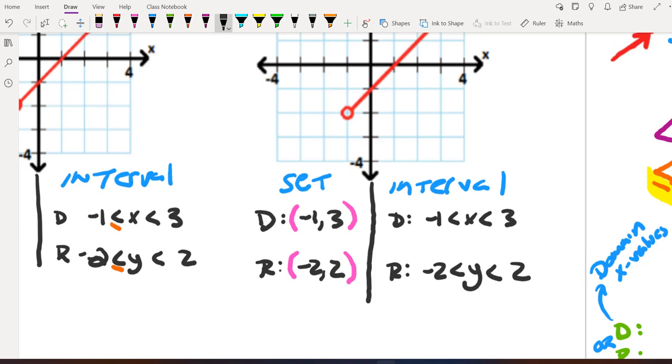Which ones get an equal sign here? None, because they're all round brackets or open circles, right? So none of them get it. Okay, on to the next one.